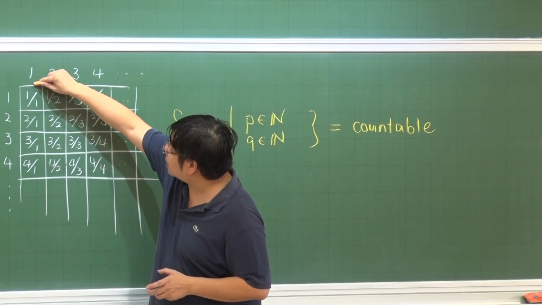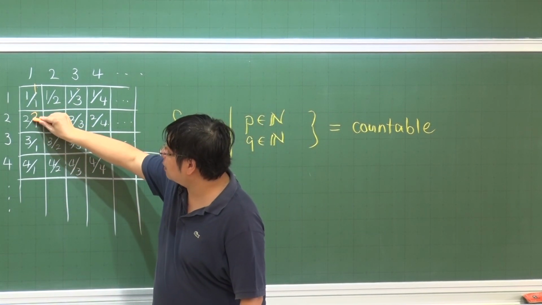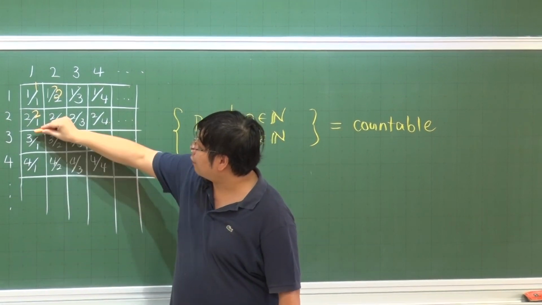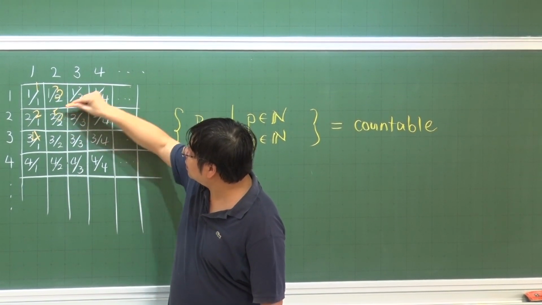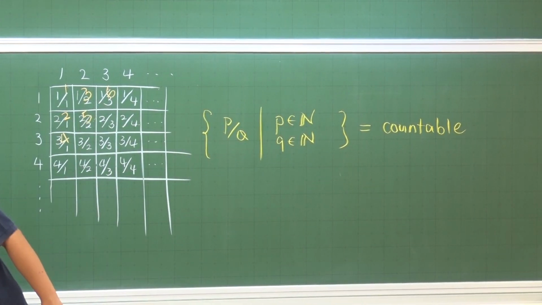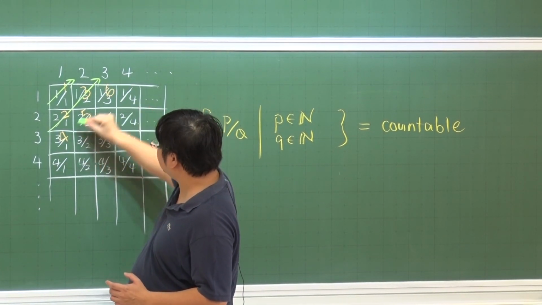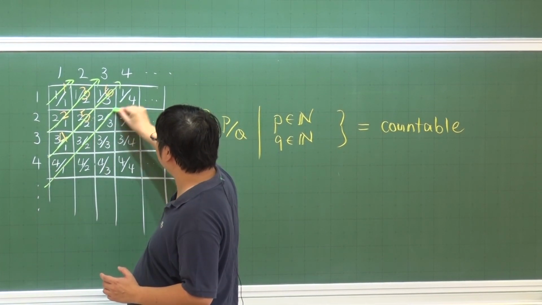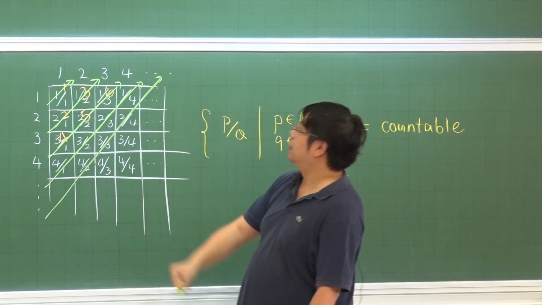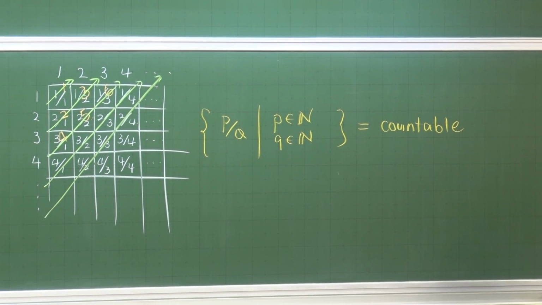I list out this item as the first item. This is my second item, this is my third item, my fourth item, fifth item, sixth item. The order that I'm going to list is like this: an arrow like this, an arrow like this, an arrow like this, and so on and so forth. Is that okay? Now, this is interesting.